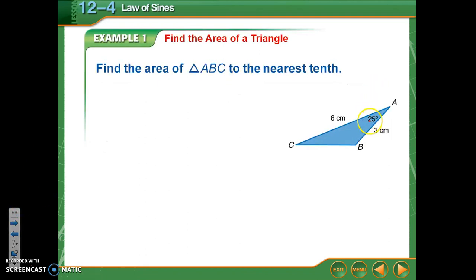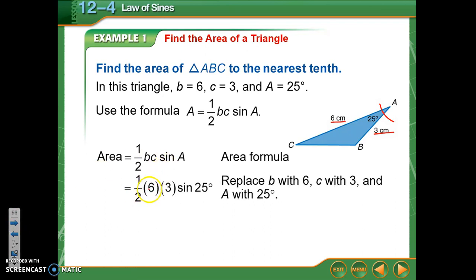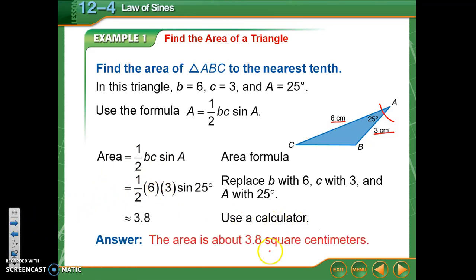So here I have a triangle. I know two sides. I know side B, 6 centimeters, and I know side C, 3 centimeters, and I know the included angle. So I can take this formula, 1/2 times B times C times the sine of angle A, and I can just plug in. B is 6, C is 3, and angle A is 25 degrees. I just use my calculator, plug that in, and you should get about 3.8. Of course, you want to use correct units, so it would be 3.8 square centimeters. Make sure you don't forget your units.